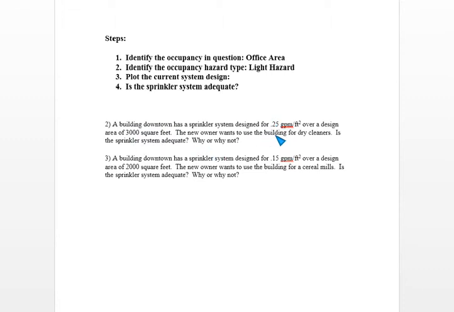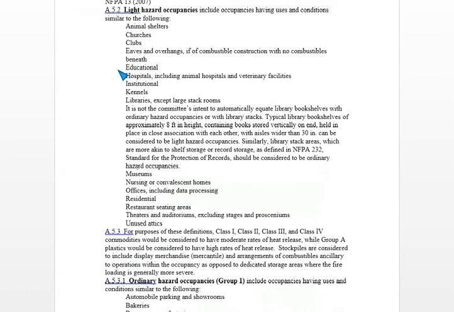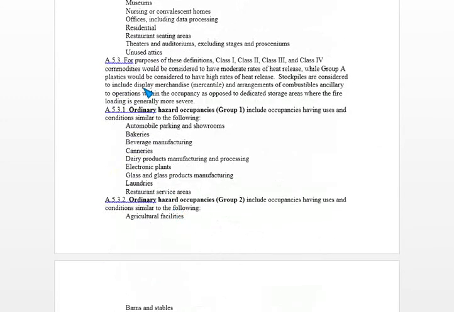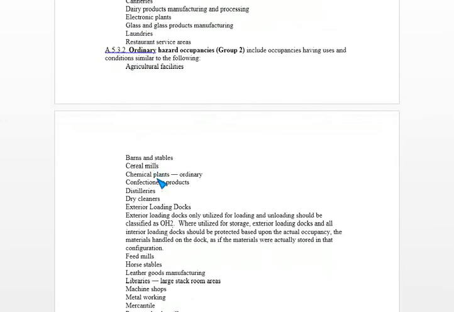Our second question is the same sentence structure, but it has a 0.25 over 3,000. The new owner wants to use the building for dry cleaners. So again, we'll do the same thing. The occupancy in question is going to be dry cleaners. For the hazard type, we'll come down to our list and see if we can locate where dry cleaners are. We'll look through here, and we'll find dry cleaners located under ordinary hazard group 2.